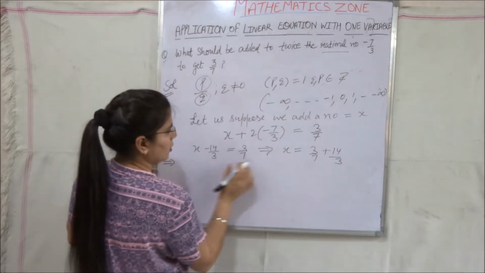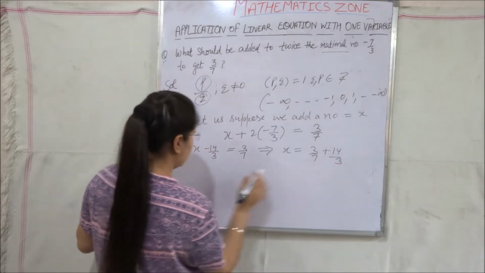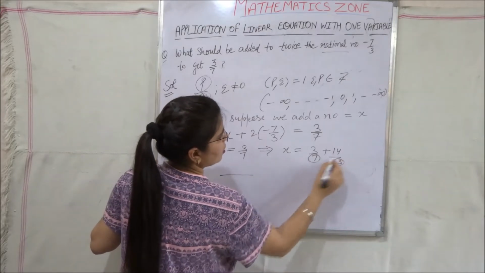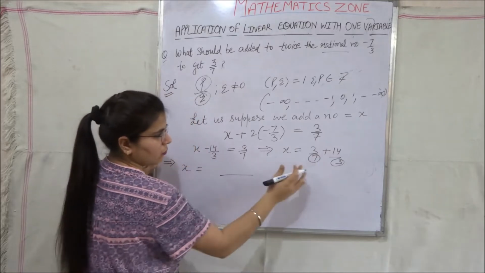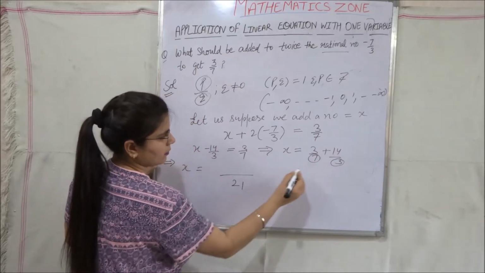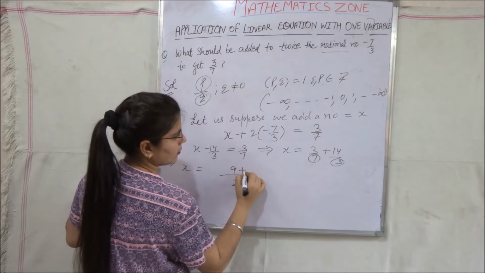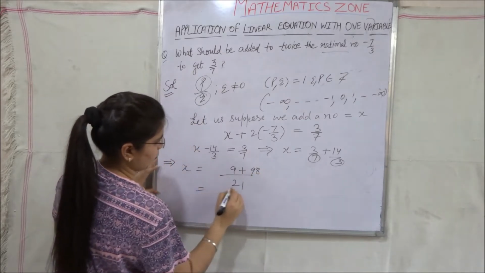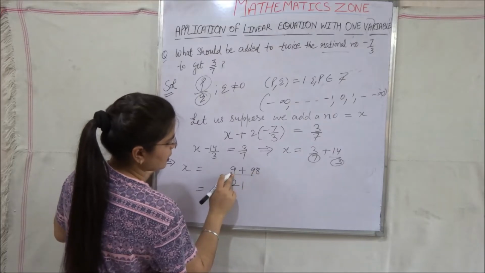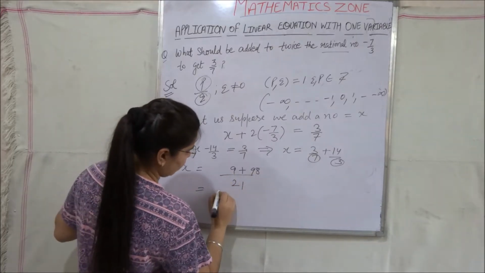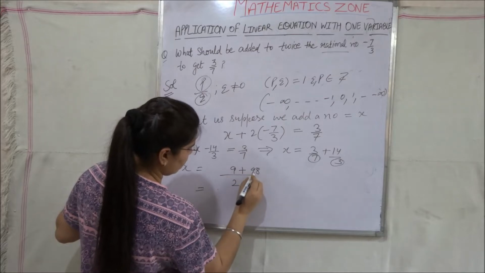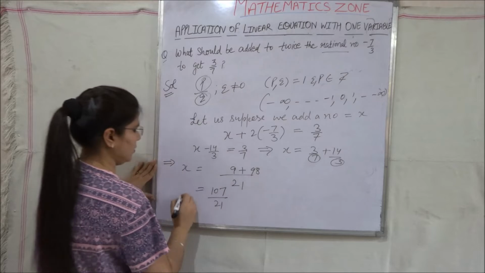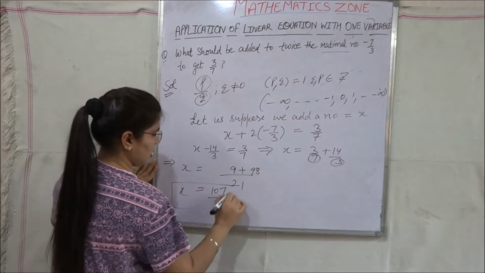So here we take the LCM, since the denominators of the two numbers are different. Plus 9, 107 by 21. So this is your answer.